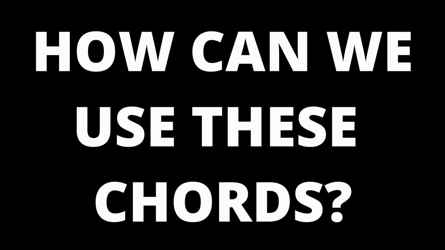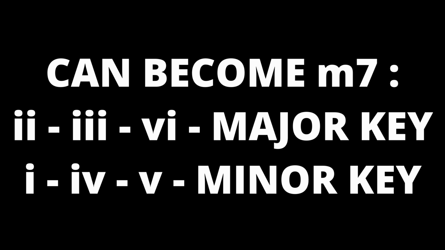How can we use the minor 7th and the minor major 7th chords? Minor 7th chords can replace any standard minor in your chord progression if it is normally in the key. This means that in a major key, chords 2, 3, and 6 can become minor 7th. And in a minor key, it could be chords 1, 4, and 5. If you have turnarounds in your song that use the minor chords, you can lighten the mood of them by swapping out the minor chords for the minor 7ths.